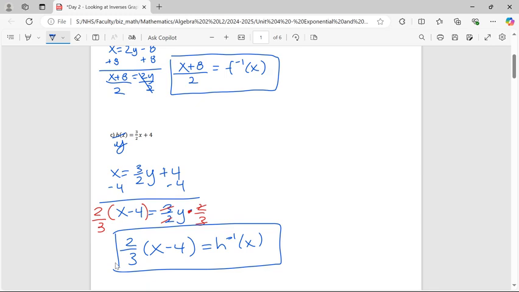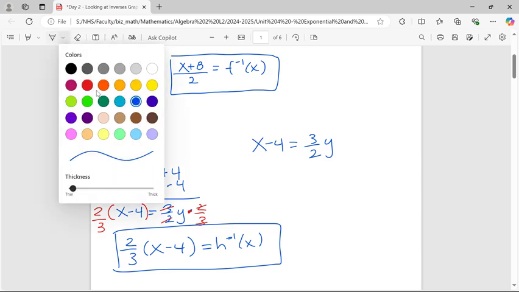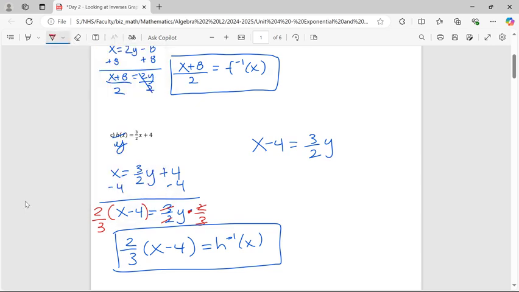Also, I'll show you if you did not multiply by the reciprocal. Let's go back to where we had x minus 4 equals 3 halves over y. I'm just going to get rid of the divide first. So I'm going to multiply this side by 2, so that cancels, and I'm going to multiply that side by 2. So I have 2 over x minus 4 equals 3y.